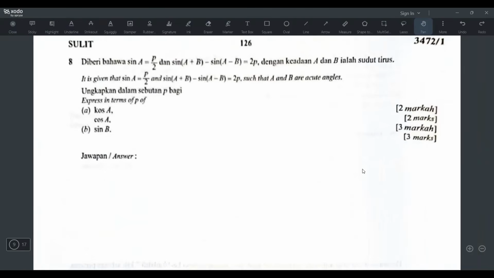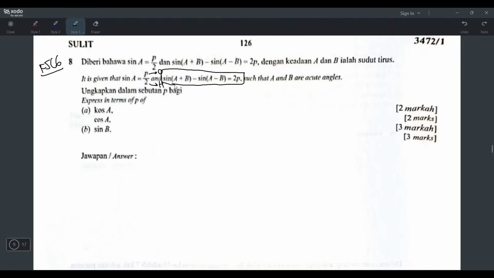Number 8. This one is Form 5, Chapter 6. It's called trigonometry, the trigonometric function chapter. Okay, let's read the question. Given that sine A equals P over 2. Okay, I see the word sine. I immediately think about SOH CAH TOA. SOH is opposite over hypotenuse. So this P is the opposite. This 2 is the hypotenuse. And then the next step, sine of A plus B minus sine of A minus B equals 2P. Whoa, this information is so scary.